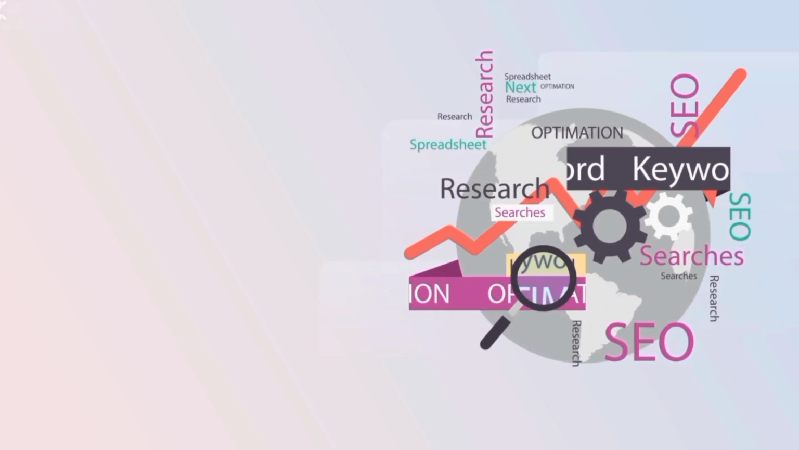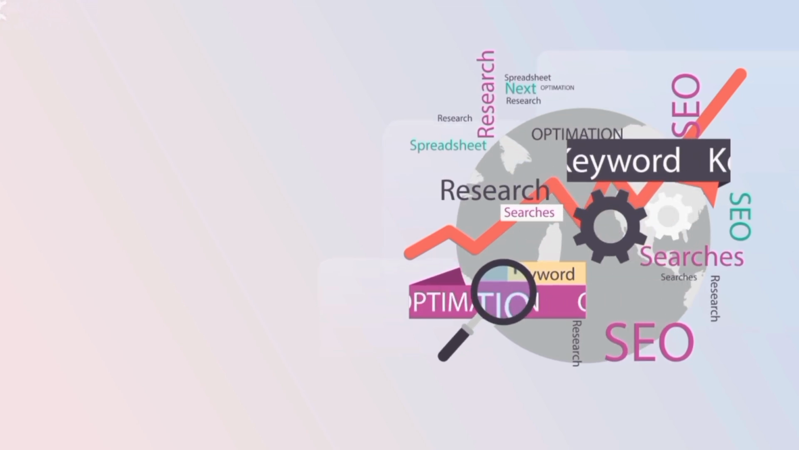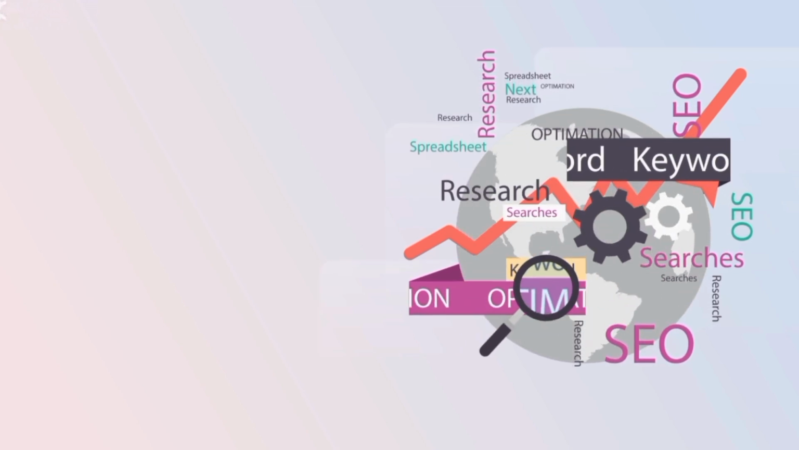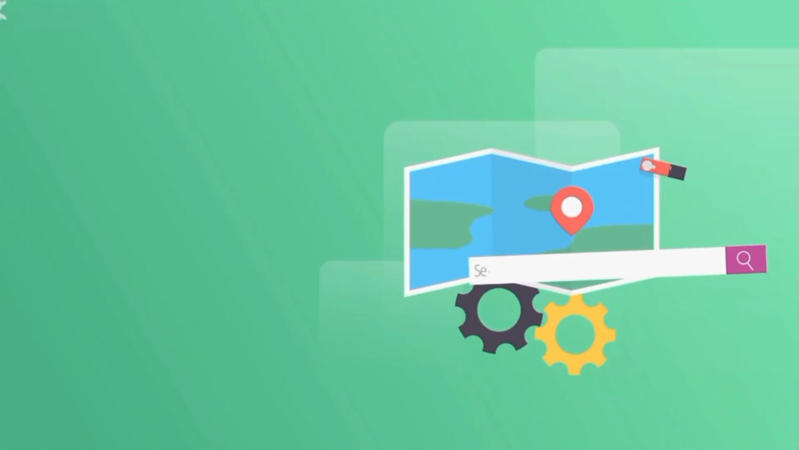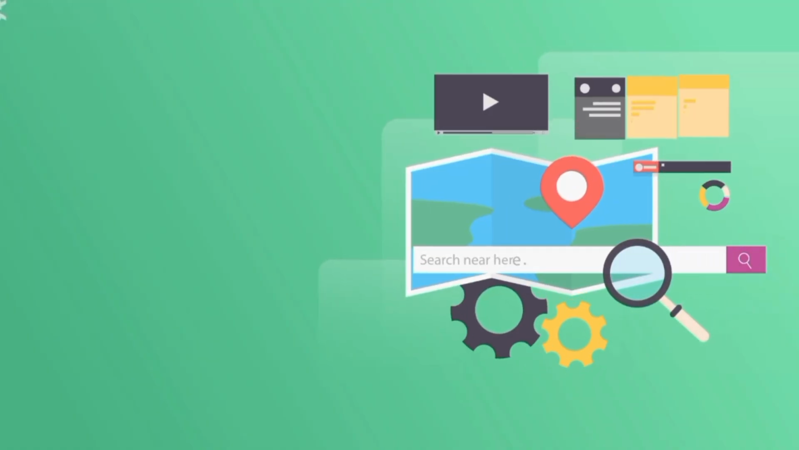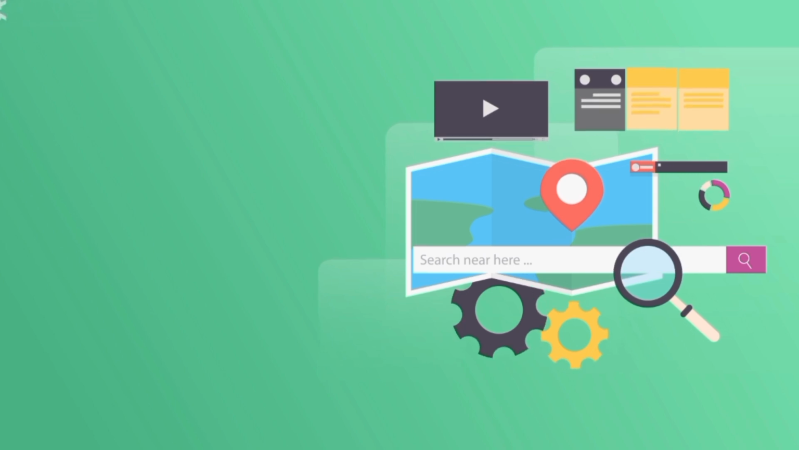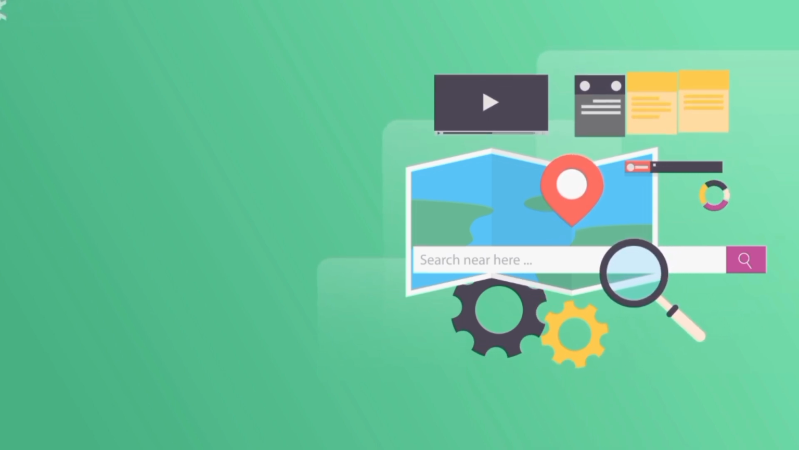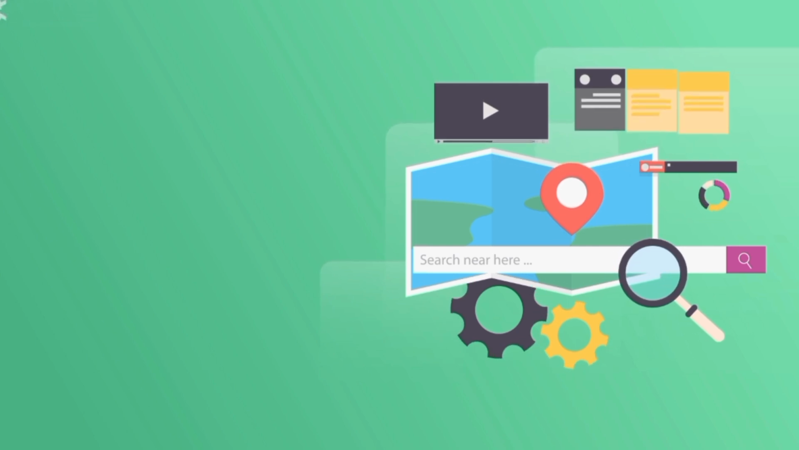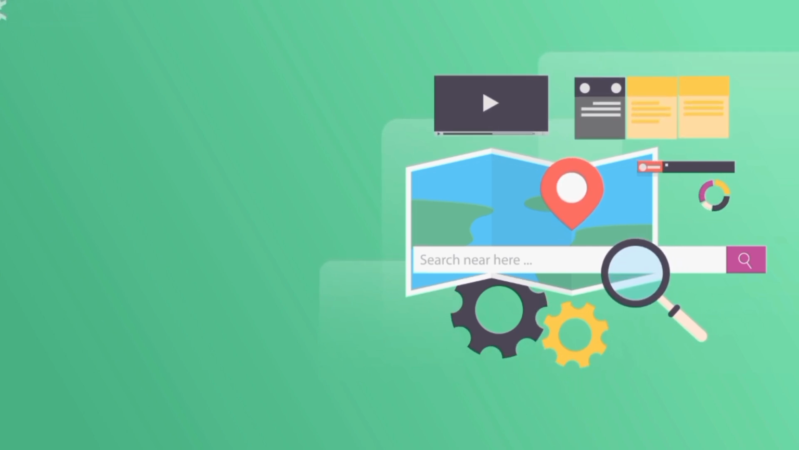Budget and bidding strategies. Discuss manual CPC, enhanced CPC, maximize clicks, and target CPA. Explain smart bidding and how it optimizes performance. Advanced Google Ads strategies: audience targeting and segmentation, custom audiences, lookalike audiences, and retargeting strategies.